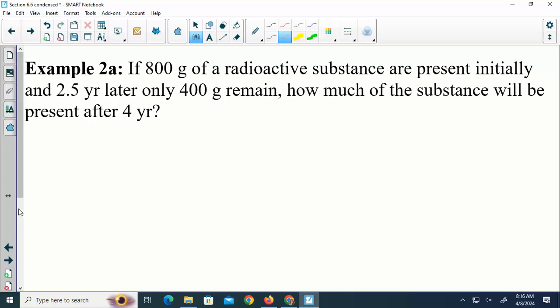So let's look at this one. If 800 grams of a radioactive substance are present initially, and 2.5 years later only 400 grams remain, how much of the substance would be present after 4 years? Okay, this isn't just like writing the equation of a line, because as time goes on, it's decreasing at a different rate. It's exponential growth or decay. So we have to create that exponential function for it.